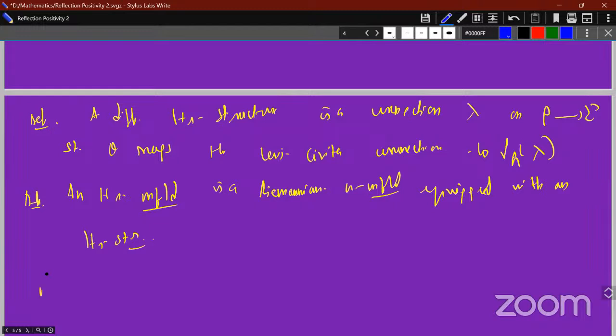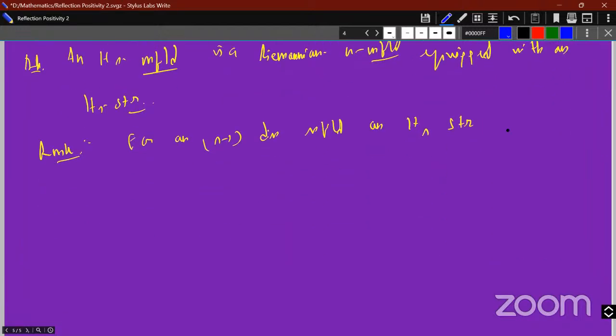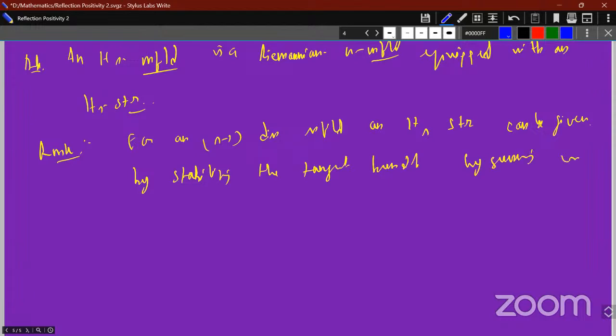So okay, maybe a remark. I'll add this. For an n-1 dimensional manifold, an Hn structure can be given, I may have said this, by stabilizing the tangent bundle by summing with the trivial line bundle. So I don't know, whatever.